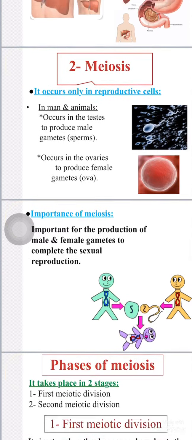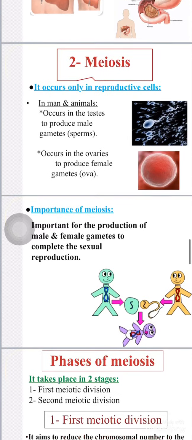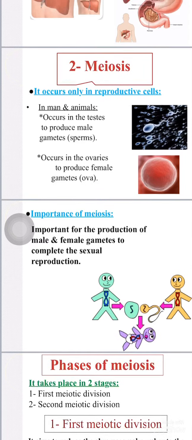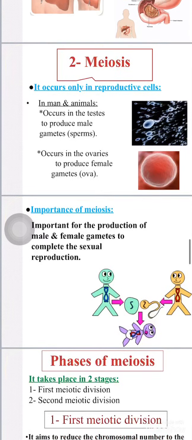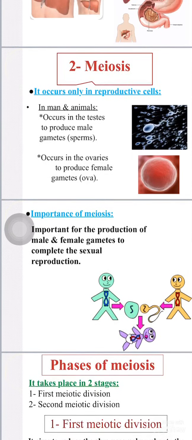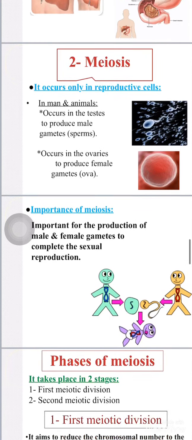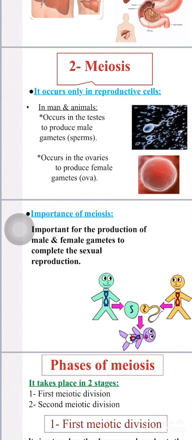Okay, meiosis occurs only in reproductive cells. Where are the reproductive cells? Reproductive cells are the cells present in reproductive organs, or the gonads, which are the testes in male and ovary in female. This is in man and animals. In plants, it's the anther in male and the ovary in female. Okay? These are the gonads, or the reproductive organs.